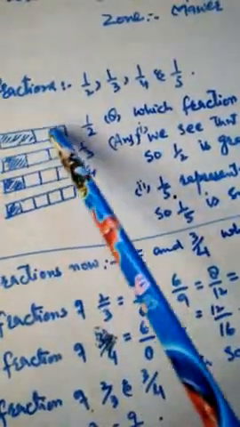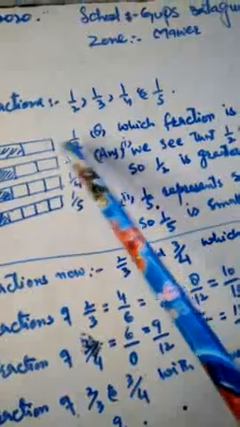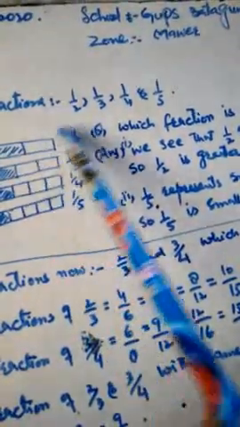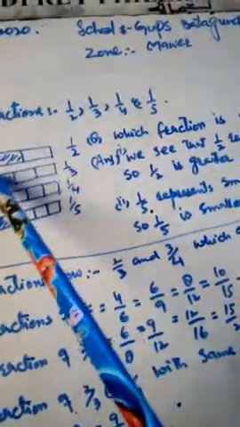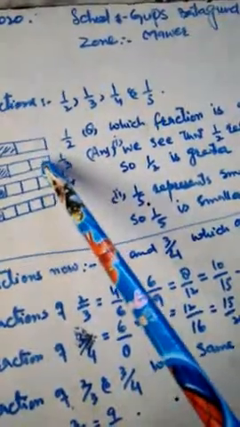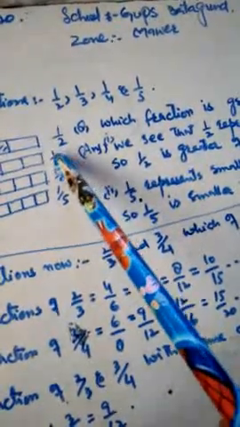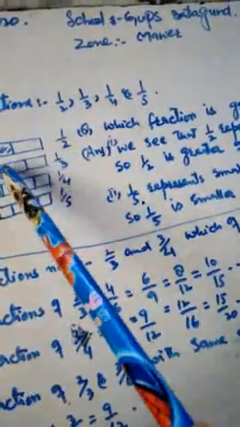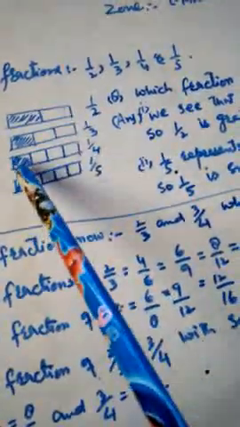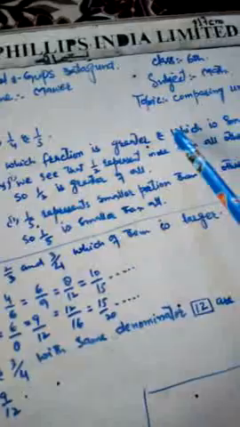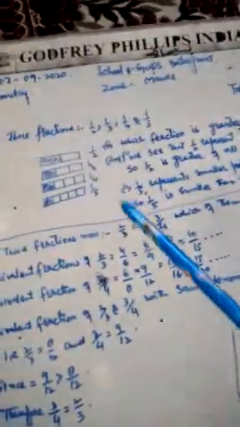This is our whole. The fraction is 1 by 2. That means we have to divide it into two equal parts and color one of them. Then we have again a whole, and this is divided into three equal parts and we color one part. And similarly, this is 1 by 4 and this is 1 by 5. Now you have to say which fraction is greater and which is smaller. Here is the question: which fraction is greater and which is smaller?